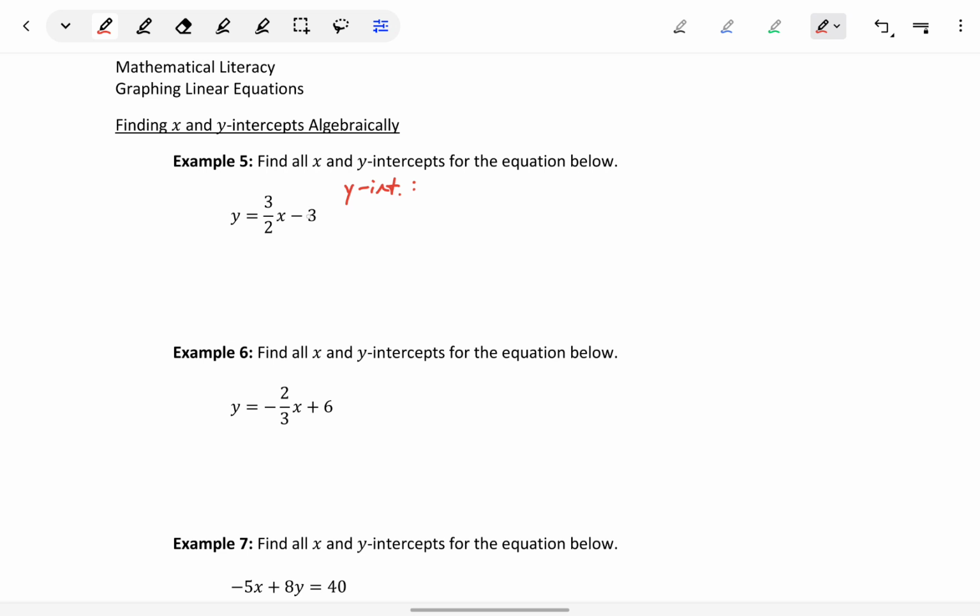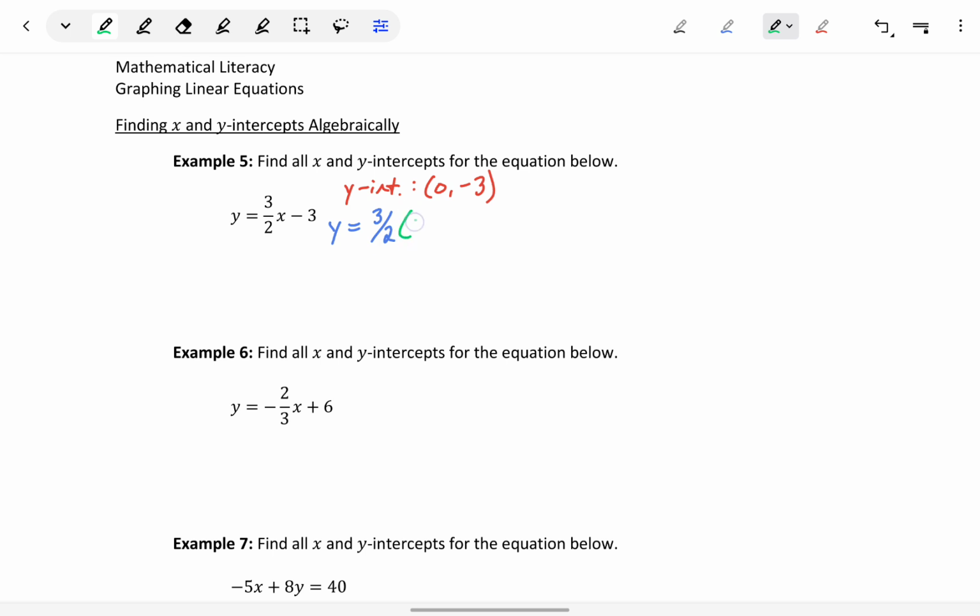We just have to identify that value for b, which in this case is -3. So our y-intercept would be (0, -3). If we didn't know that, or just to demonstrate how we're going to go about finding intercepts, what we could do is rewrite the equation, remembering that when we find an intercept, the other variable is always equal to 0.